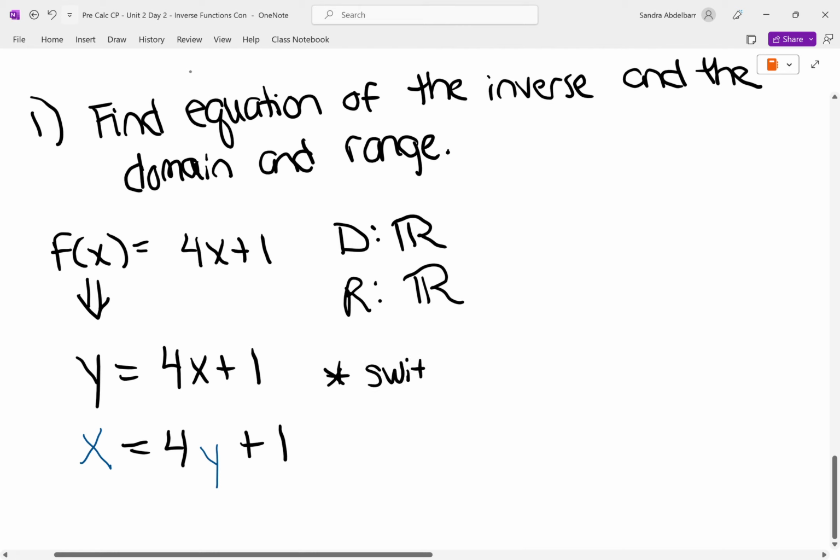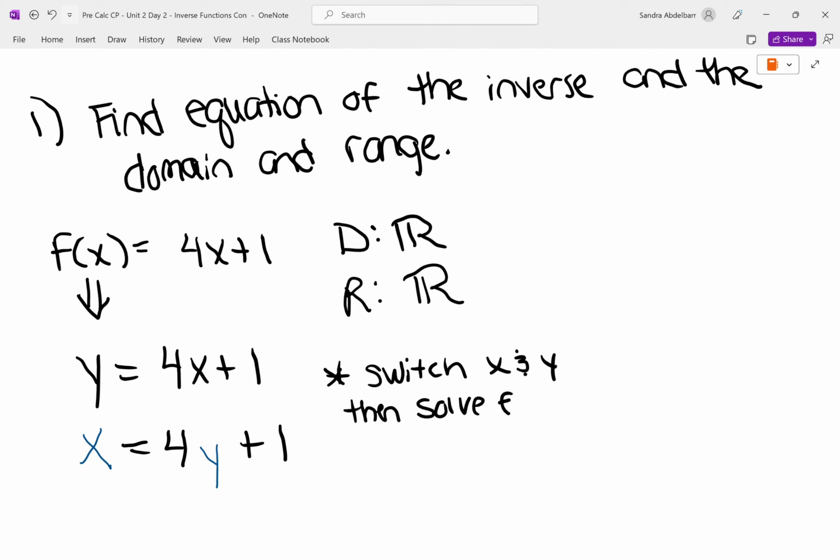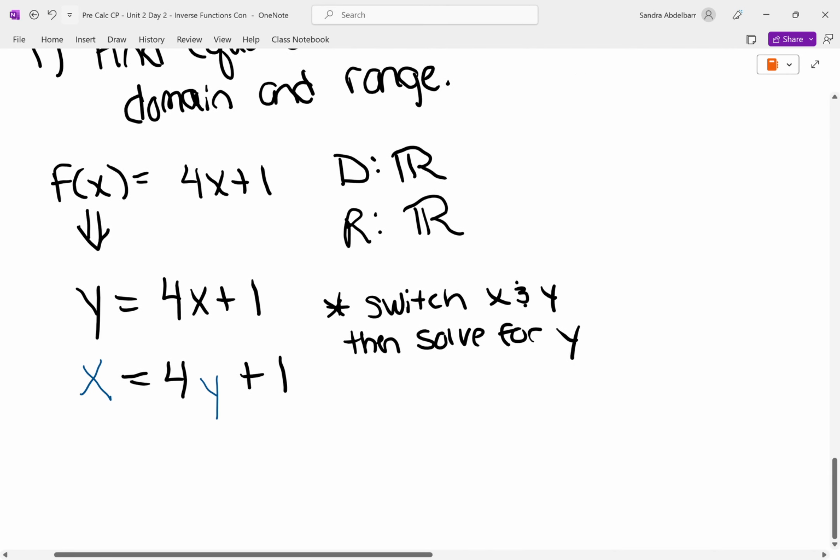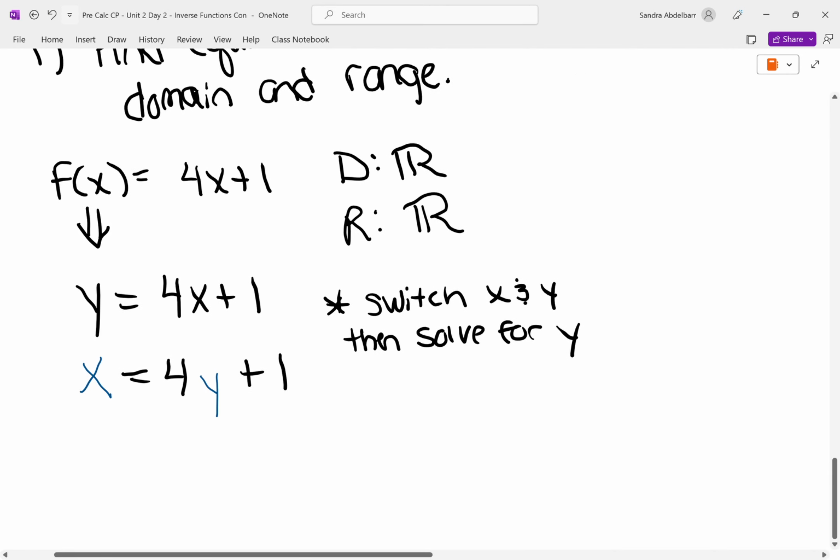Switch x and y. Then solve for y. Why wouldn't you just solve for the original x? Isn't that the same thing? It is the same thing, but sometimes it could get a little bit confusing. Normally we have y equals something and that's our function. So when you see x equals, it might throw you off. It's up to you. You don't have to if you don't want to.